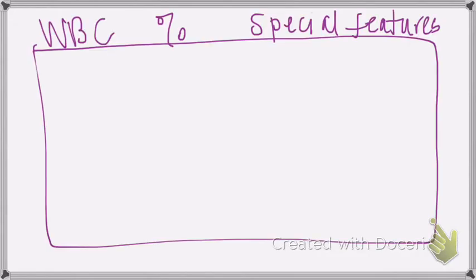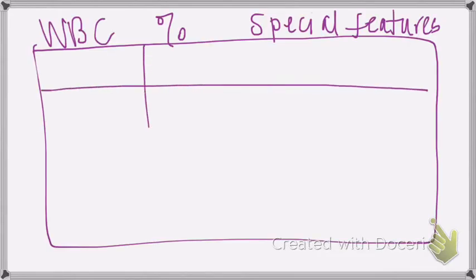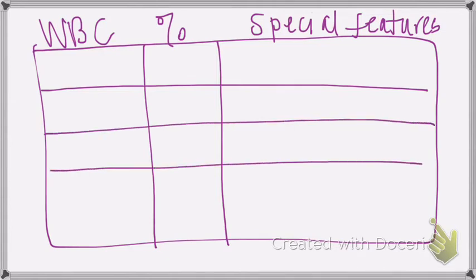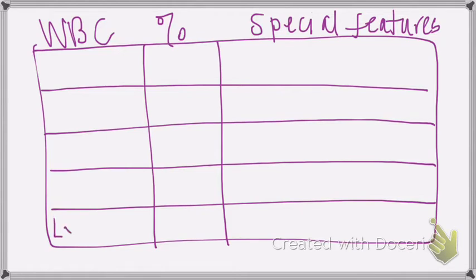Okay, so what I would do now if I were you is I'd take a little break and draw a table, something like this: the name of the white blood cell, the percentage, and what special features, like parasitic worms or whatever else I told you to highlight. So there's 5 of them. And I'm sure your drawing will be better than mine. But the last one we covered was a lymphocyte. Monocyte.